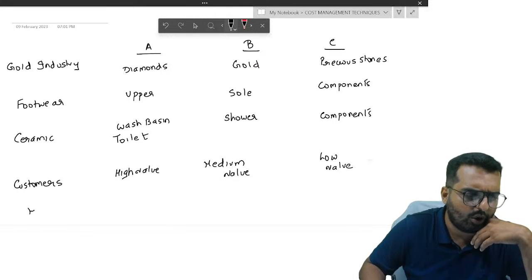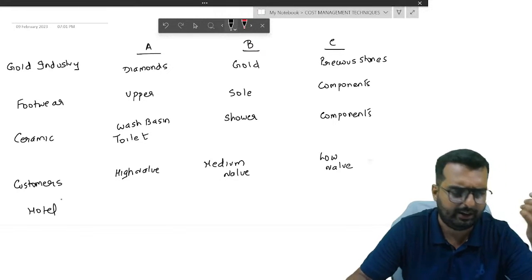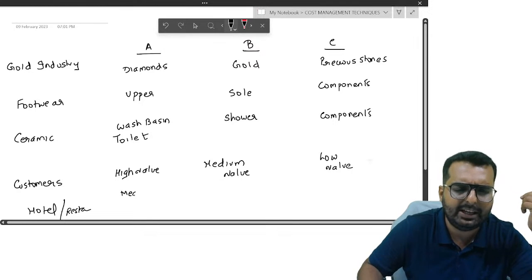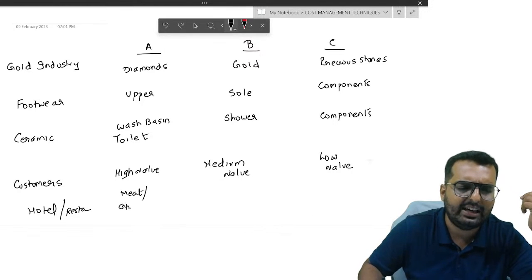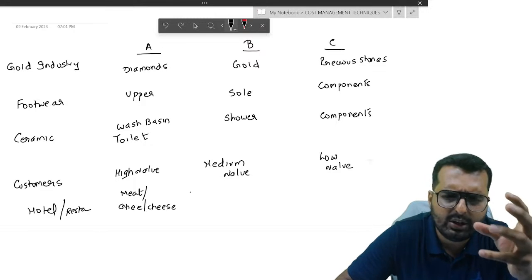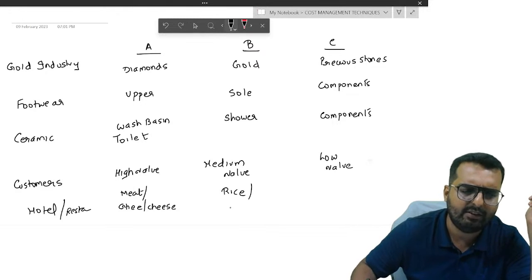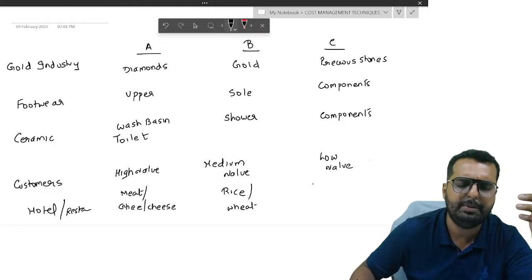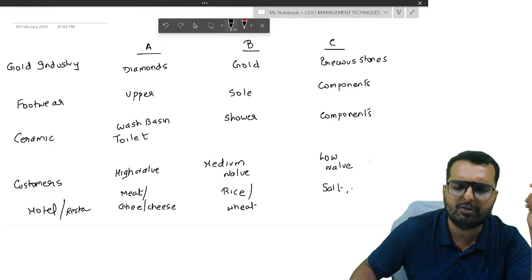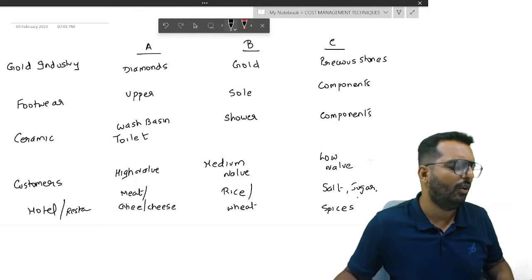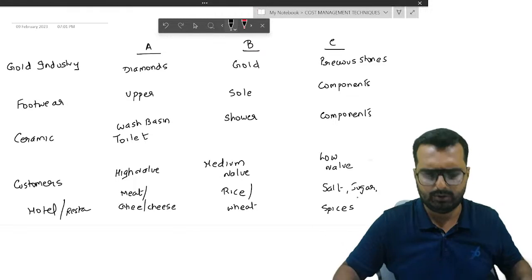All right. If you talk about the hotel industry, or let me call it a restaurant, for them meat products, chicken, fish and ghee, cheese, all these are A category. High value, and they occupy less space. Then they have rice and wheat, which will fall under B category. Then all the consumables, salt, sugar, spices, etc. will fall under C category. I think by now you have understood the concept of ABC. Can you write down this?